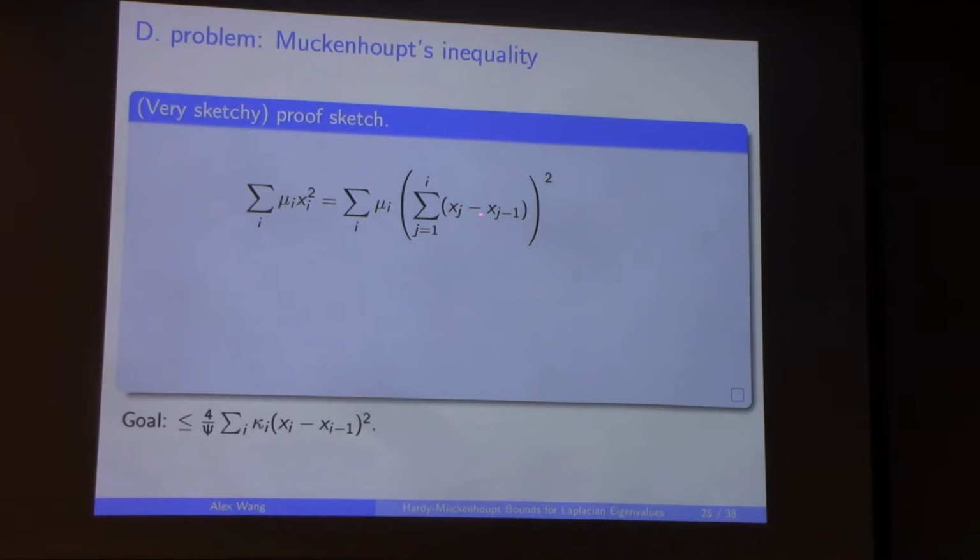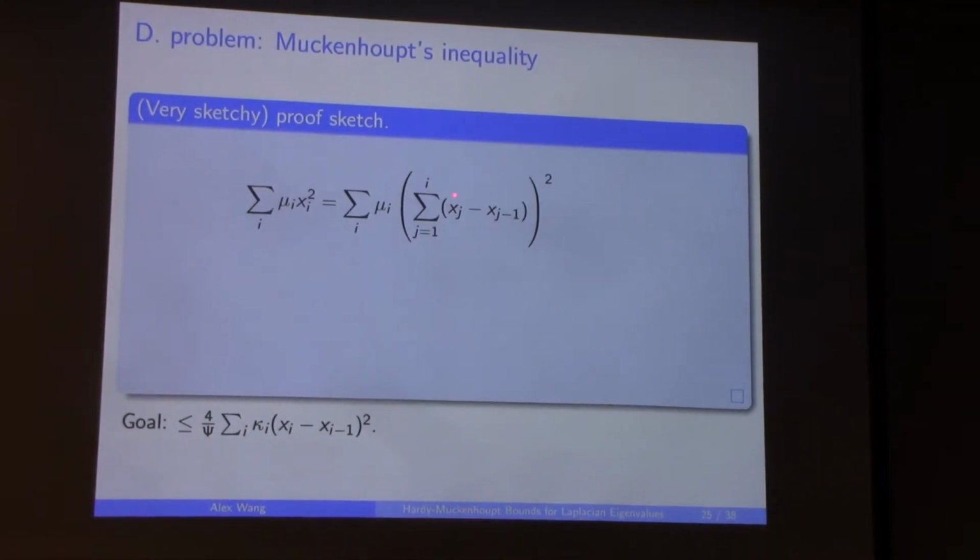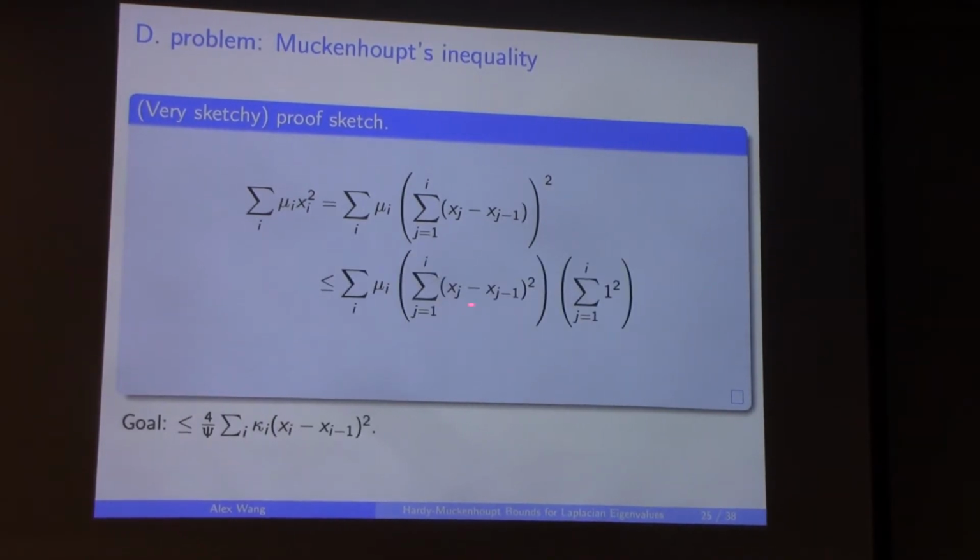I want to upgrade this L1 norm to an L2 norm. This is just a sum over the differences, and I want to upgrade it to a sum over the squares. So the natural thing to do is to apply Cauchy-Schwarz. If I apply Cauchy-Schwarz, I'm going to get this term here. But this isn't great, because really we wanted a kappa_j in front of here.